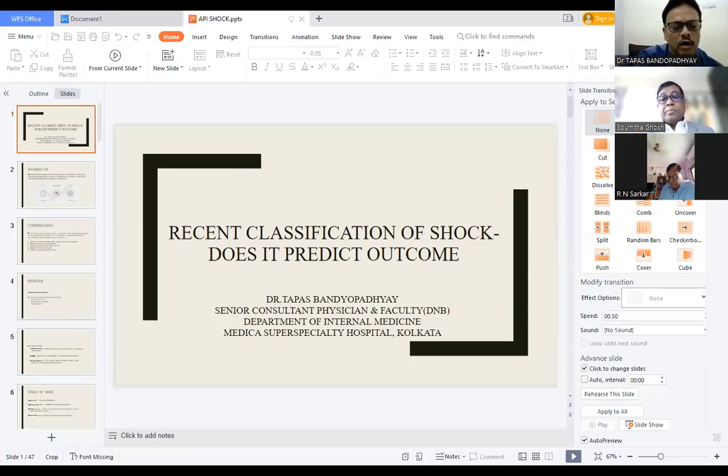So today I will discuss classification of shock. What are the types of... Is it possible to make it a full screen? It is not full screen yet. It was full screen earlier.